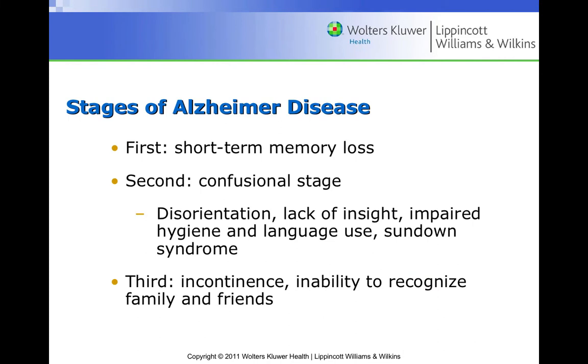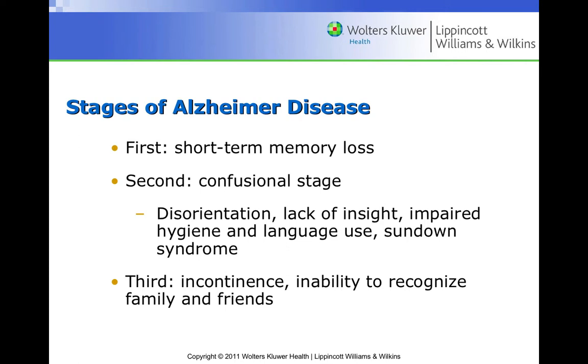We know that the stages of Alzheimer's happen in a pretty routine flow. At first, there is short-term memory loss, not the short-term memory loss that comes with age, but significant short-term memory loss that causes a disruption in the patient's ability to function.